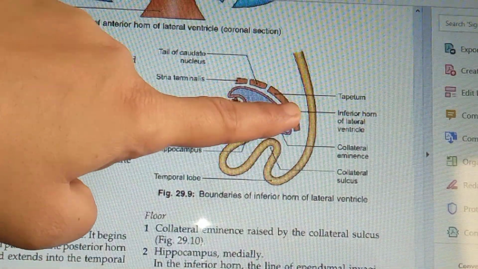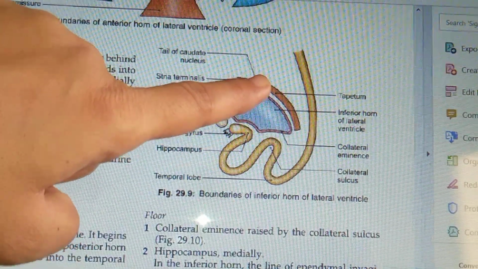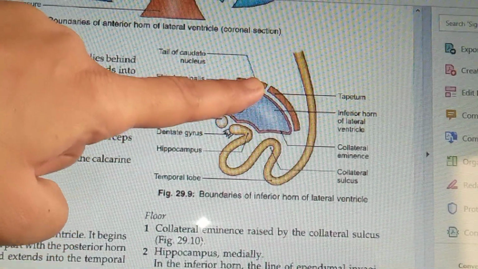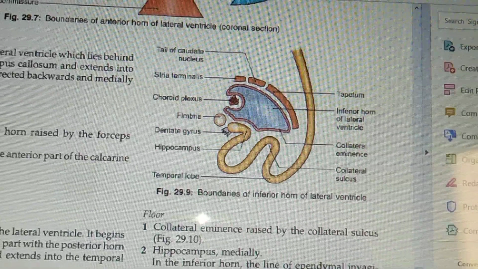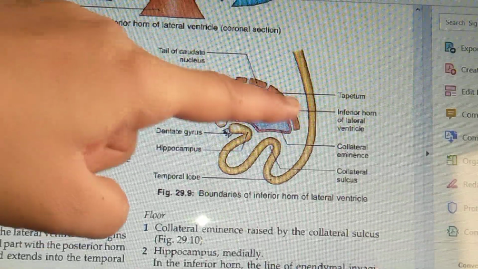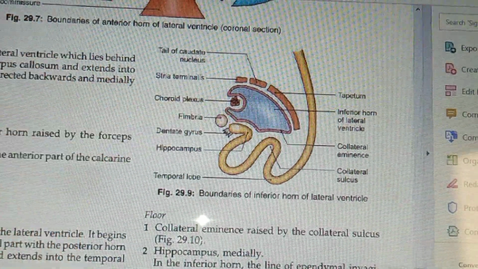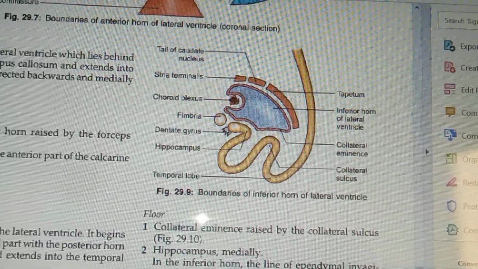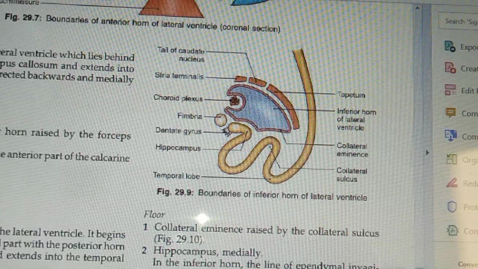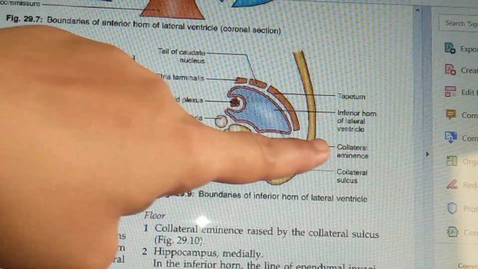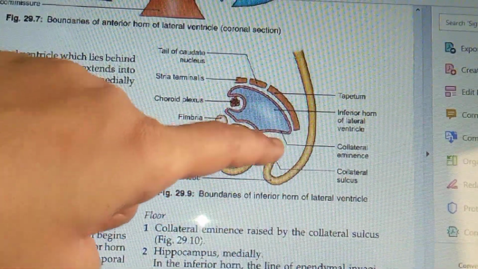Now the boundaries. The roof and the lateral wall are formed chiefly by the tapetum, right? Then comes the tail of the caudate nucleus, then the stria terminalis and the amygdaloid body. These four structures are forming the roof of the inferior horn. This is the cavity of the inferior horn. Then the floor is formed by the collateral eminence raised by the collateral sulcus. As we have seen the calcar avis, similarly here you have a collateral eminence raised by the collateral sulcus.